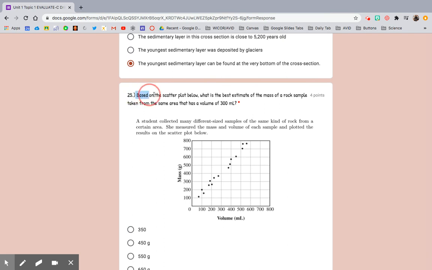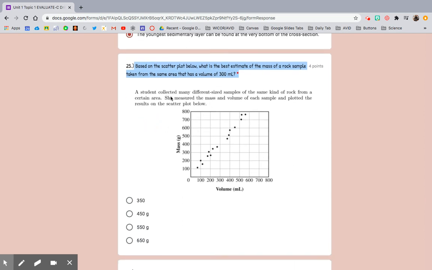Okay, 25. Based on the scatter plot below, what is the best estimate of the mass of the rock sample taken from the area that has a volume of 300 milliliters? So a student collected many different samples of the same rock from a certain area. She measured the mass and volume of each sample and plotted the results on the scatter plot below. So notice on the y-axis, it's mass from 0 to 800 grams. And on the x-axis, it's volume from 0 to 800 milliliters. The question is, what is the mass of the rock taken from a volume of 300 milliliters?